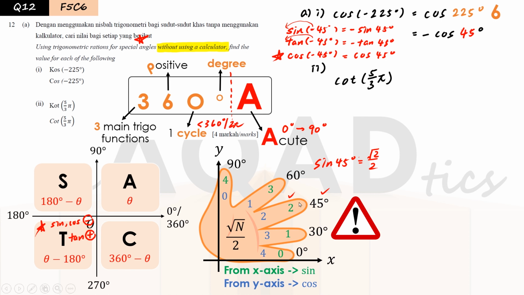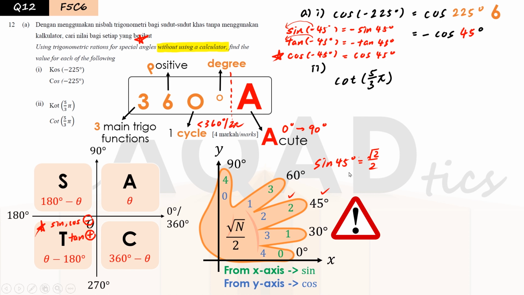We can actually find the value of the trigo functions with degrees of 0, 30, 45, 60 and 90, and we substitute inside to find out the value. Okay, so this hand method only works for certain kinds of angles. It's only 0, 30, 45, 60 and 90, right? It doesn't apply to all angles.